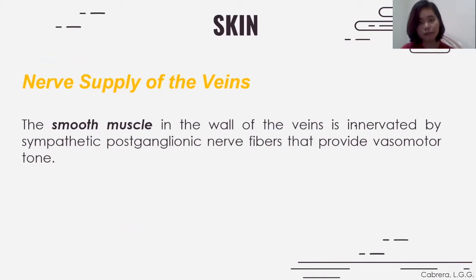For the nerve supply of the veins, like the arteries, the smooth muscle in the wall of the veins is innervated by the sympathetic postganglionic nerve fibers that provide vasomotor tone. The origin of these fibers is similar to that of the arteries.